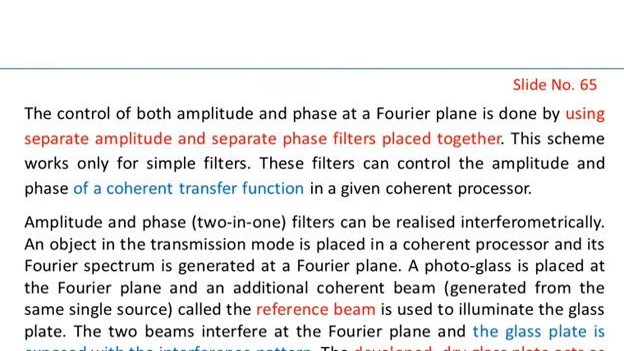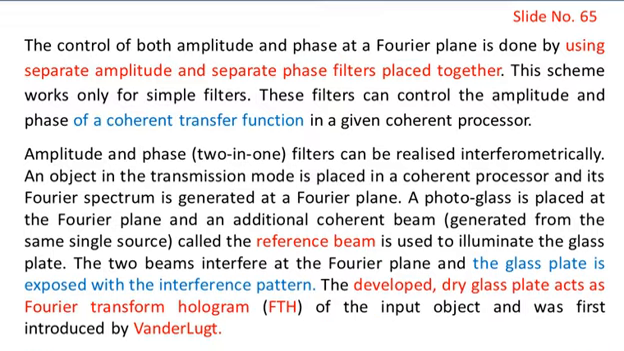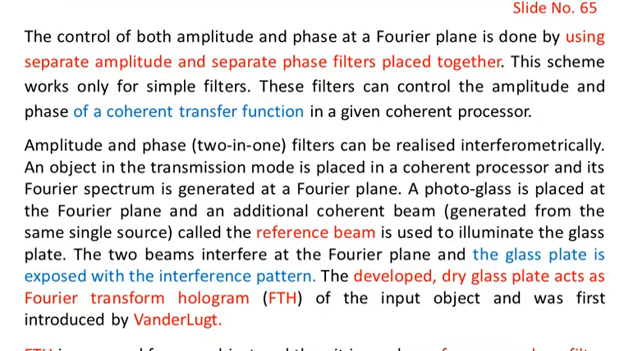The control of both amplitude and phase at a Fourier plane is done by using separate amplitude and separate phase filters placed together. This scheme works only for simple filters. These filters can control the amplitude and phase of a coherent transfer function in a given coherent processor. Amplitude and phase, that is, two-in-one filters, can be realized interferometrically.